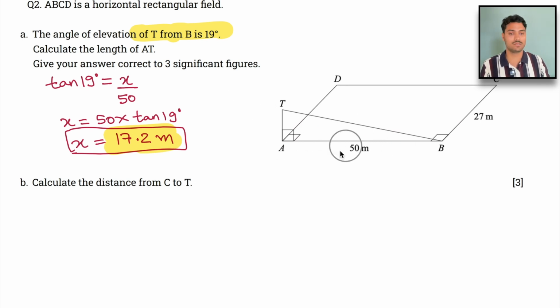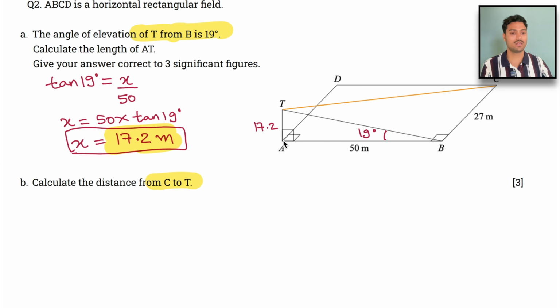So now let's erase this. We have this as 17.2 and this angle as 19 degrees. Moving on to the next part, it says calculate the distance from C to T. Let's mark the distance from C to T. That means they're asking us to find this length.